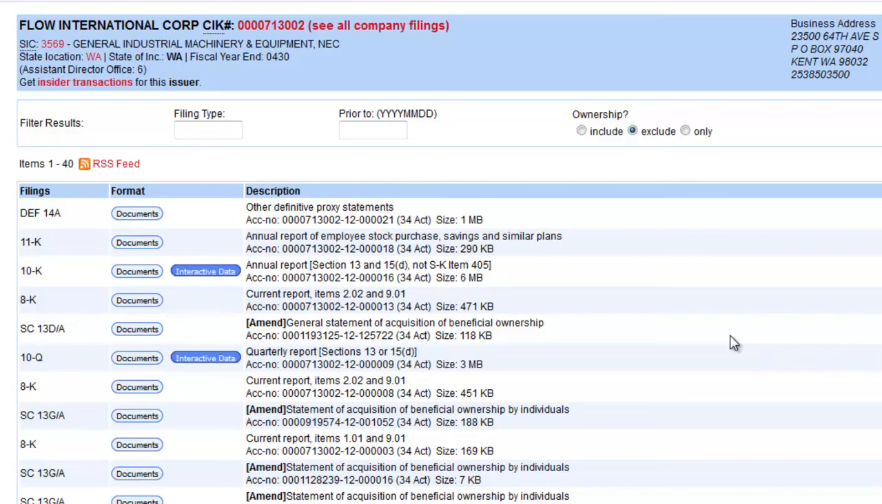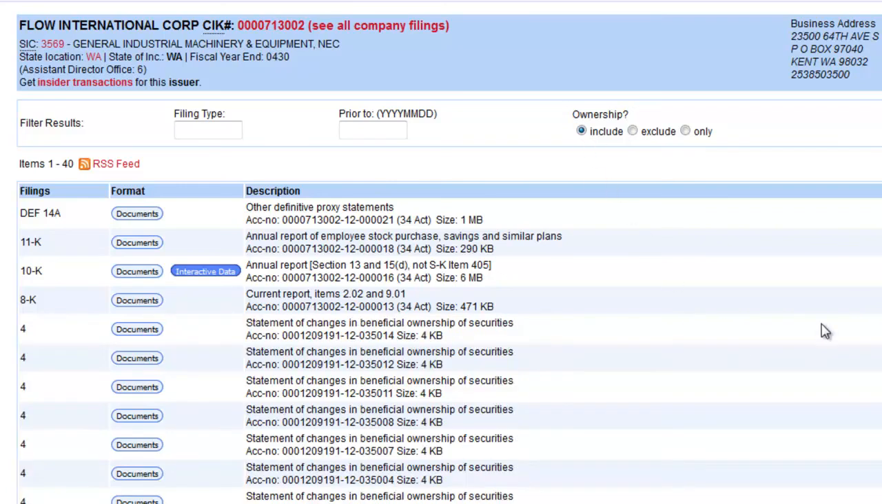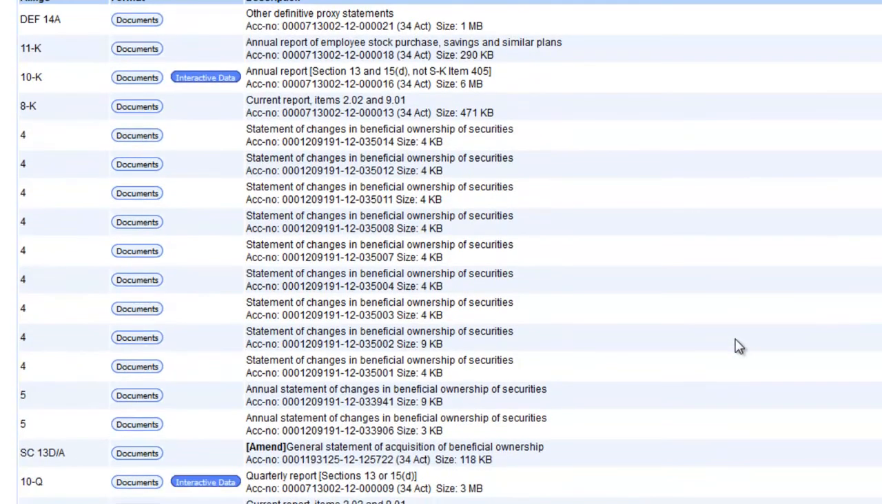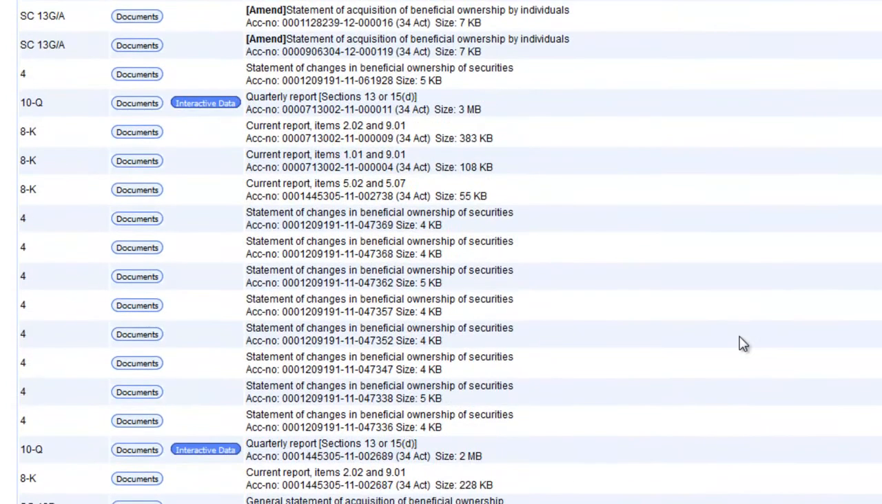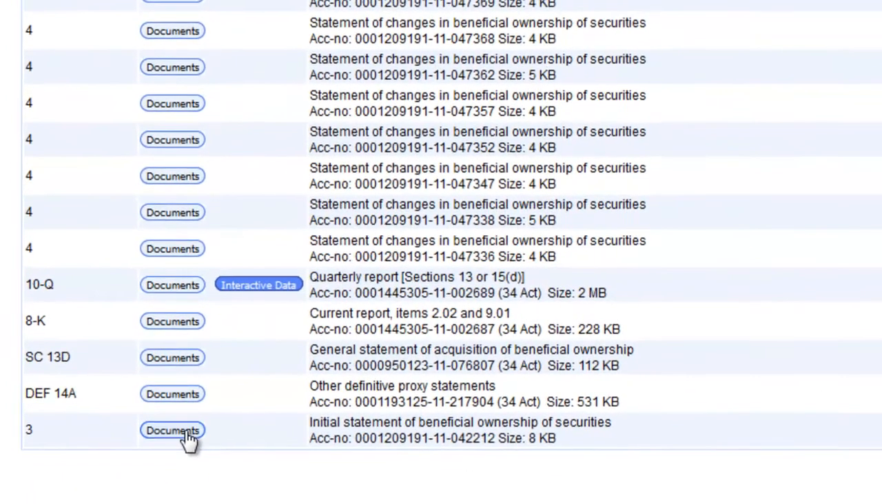So to take a look at some of these forms, we have to again include them here and do a search. And as you can see, we have several Forms 4, but we don't have any Forms 3. Oh, here it is. So let's take a look at it.